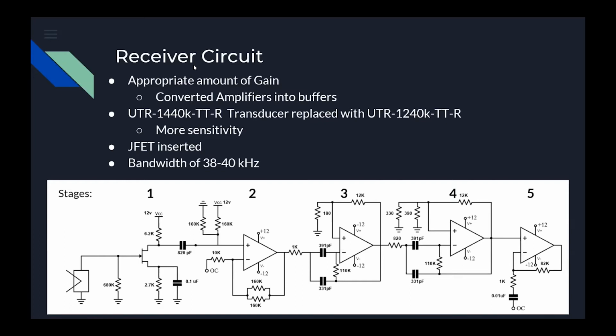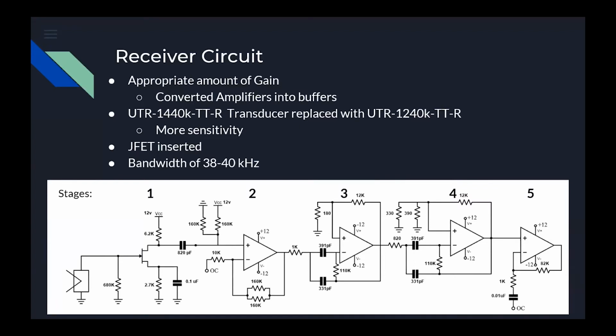Bypass capacitors were added to the power supply rails to improve circuit stability, which are not shown in the above schematic. The transducer was also replaced with a more sensitive UTR 1240K TTR. A low noise amplifier utilizing a JFET that has a noise factor half of that of the op amp was then inserted between the transducer and the first op amp in an effort to reduce the effects of noise.